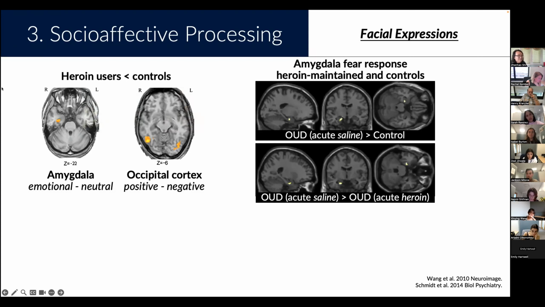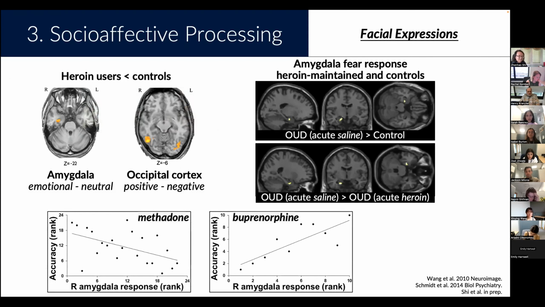However, another study, with pretty much the same paradigm, again compared a heroin-maintained population versus controls, and found that the OUD patients actually have a higher amygdala response to fearful faces compared to healthy controls if they are under the effects of withdrawal. However, if you give them an acute dose of heroin, it reduces this amygdala response to fearful faces. So it's kind of complicated, and not really consistent with the previous study.